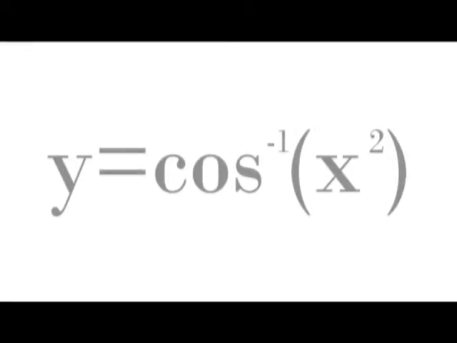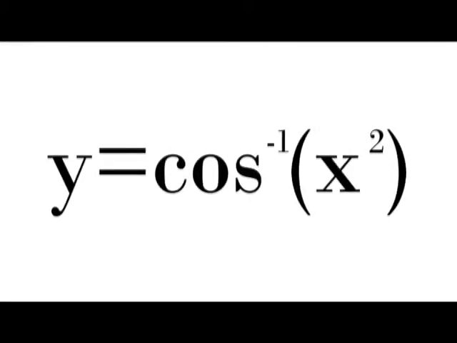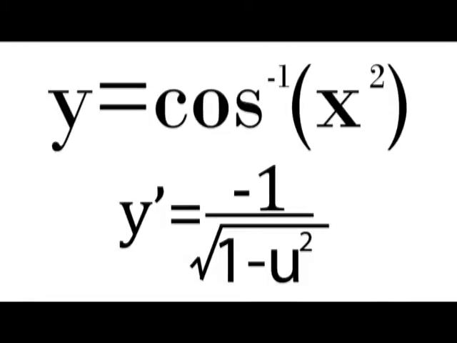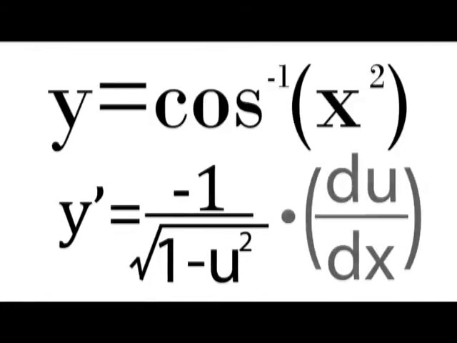Mr. Narrator, could you please help us on this problem, please? Why, yes, I can. Well, we start with y equals the inverse cosine of the quantity x squared. Then we take the derivative, which is negative 1 divided by the square root of 1 minus u squared times du over dx, or the chain rule.